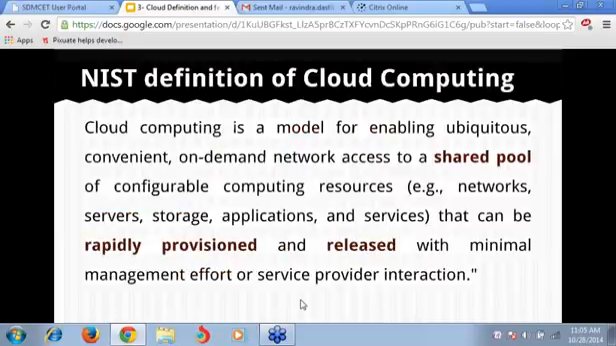Because of the long history of computing and because of the various technologies included in cloud computing, arriving at a very precise definition of cloud computing, which includes all its historical developments and all its features, is a challenge. However, we have one good, practically acceptable definition from an organization called NIST.